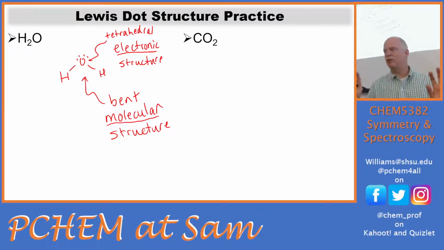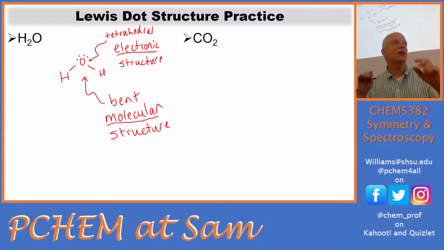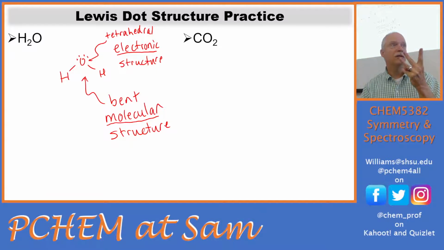So there's two types of structures. There's the electron cloud structure, and then there's the molecular structure, where the atoms are located and what shape that is. You cannot call water tetrahedral. It only has 3 atoms. There's no way you could put 4 things around a center point with 3 atoms, okay?